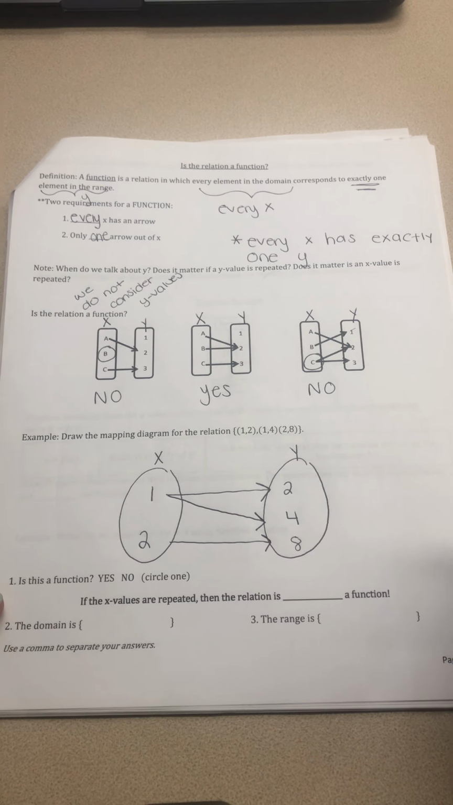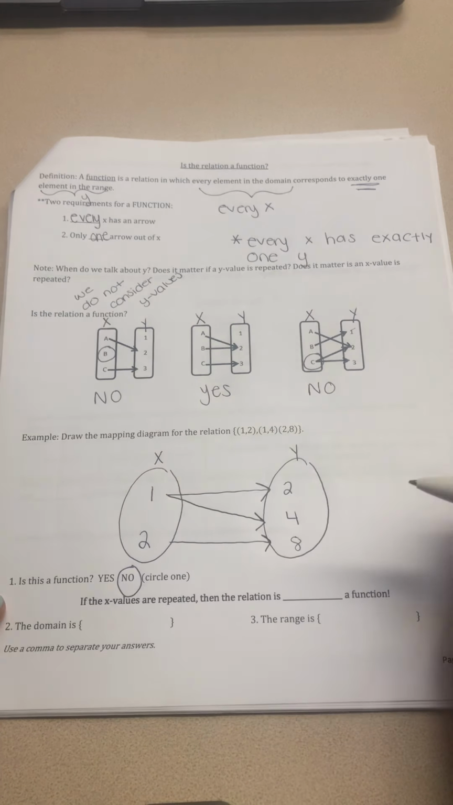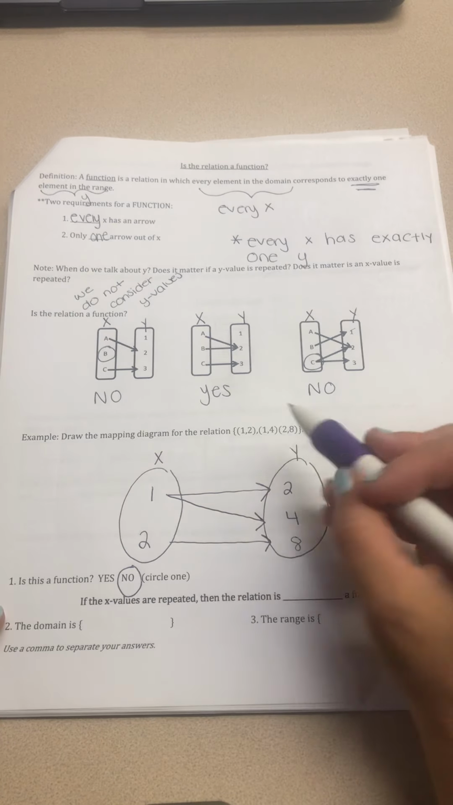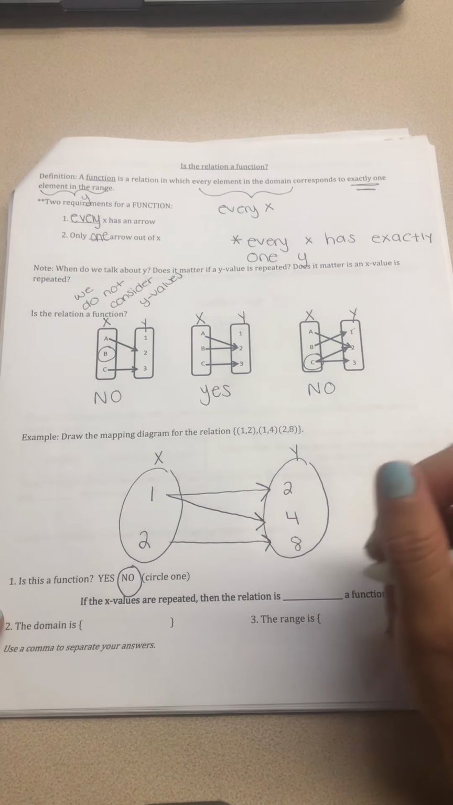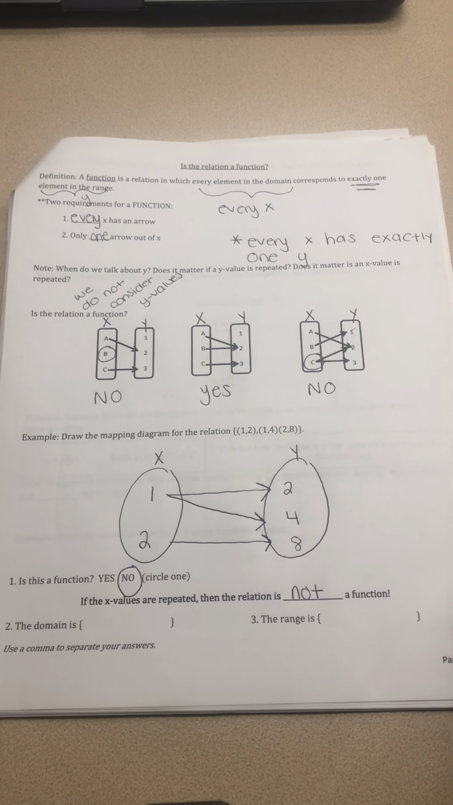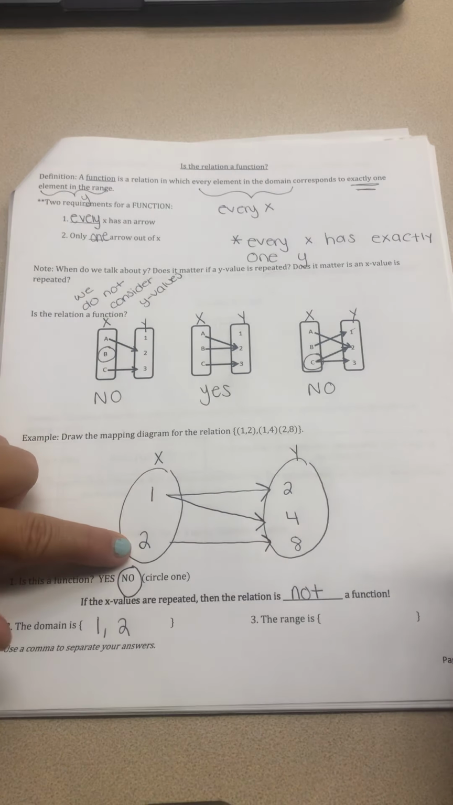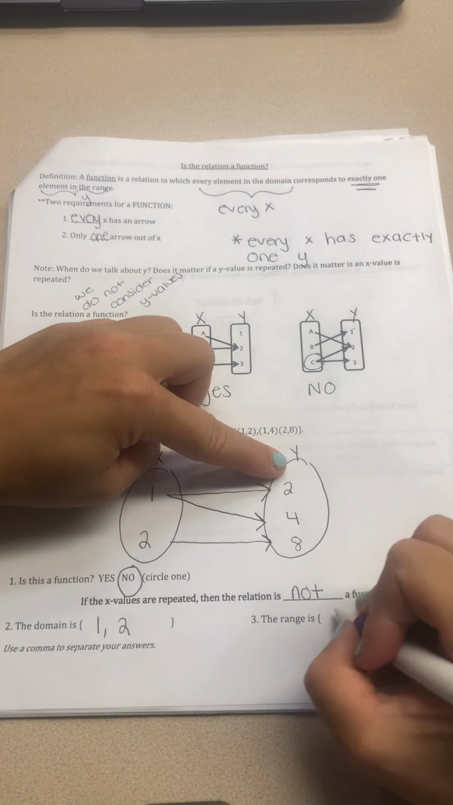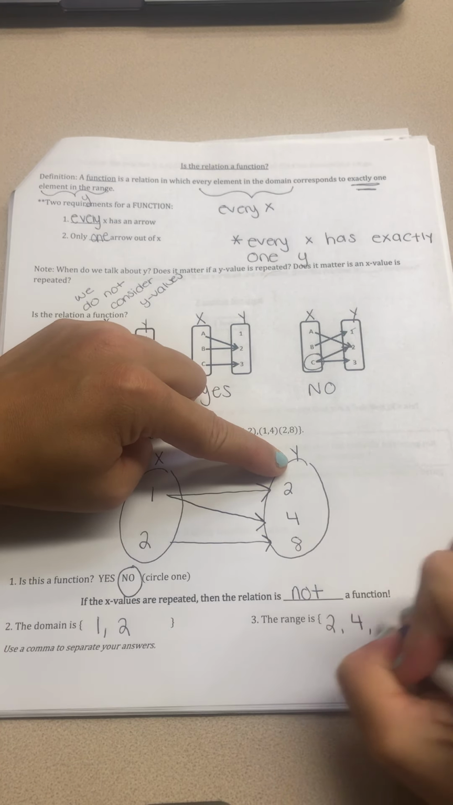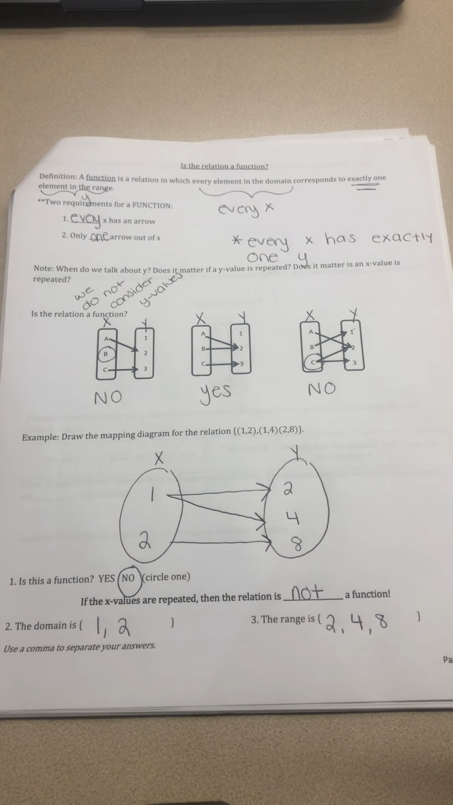So it asks us, is this a function? No, this is not a function because our 1 has more than one y value. If the x value is repeated, like in this case, 1 is repeated, then the relation is not a function. Next, it asks us, our domain is. So domain is our x values. So that's going to be 1 and 2. Our range is our y values in this column here. So we have 2, 4, and 8. So notice it says use commas to separate your answer.